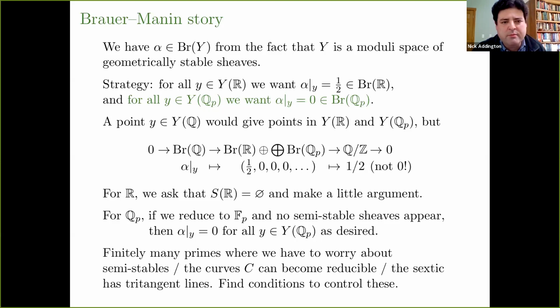These are sort of the primes of bad reduction for Y that are not primes of bad reduction for S, where you have to worry about semi-stable sheaves creeping into your moduli problem, or some curves in that linear system becoming reducible, or equivalently the sextic curve downstairs had some lines that were tangent to it at three points. So there you do some work and you find conditions to control those finitely many primes.